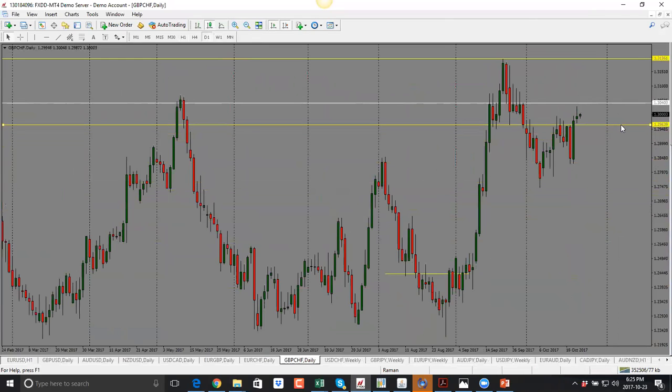In terms of the target, the 129.50 level could be a good target for this one. So price goes up and then drops. That will be our target. Pound Swiss franc, bearish.